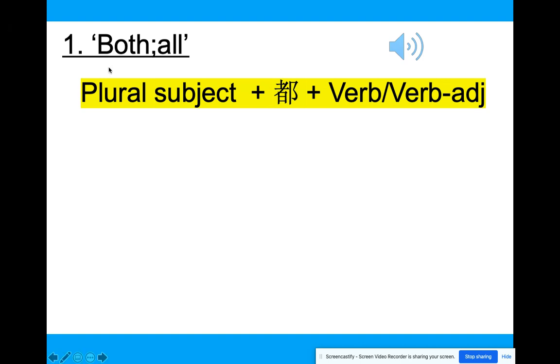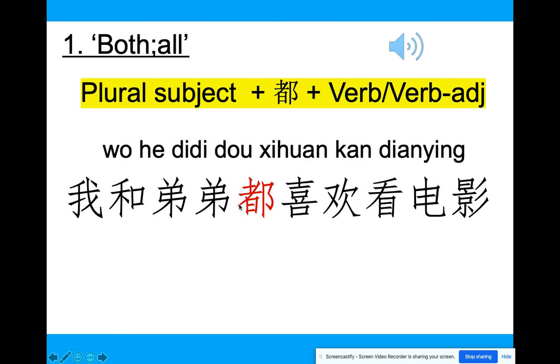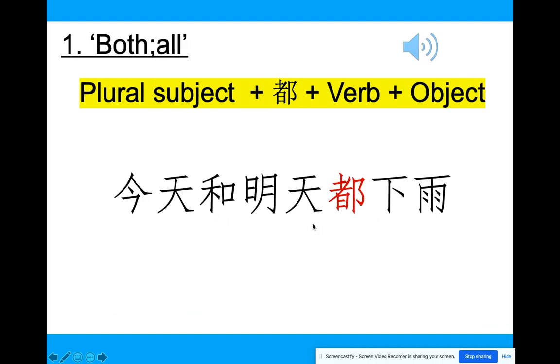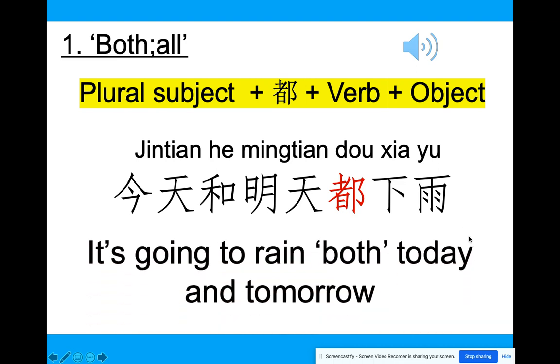When you are talking about a plural subject, you just put the 都 after the subject before the verb. For example, 我和弟弟都喜欢看电影，什么意思？ Me and my brother both like watching films, 非常好。 Another example, 今天和明天都下雨。Okay, 什么意思？ 今天和明天都下雨。 So it's going to rain both today and tomorrow.